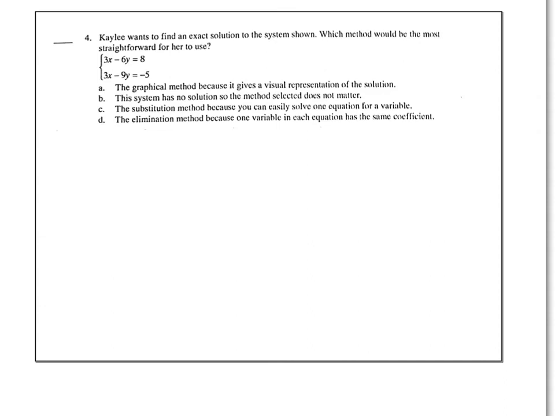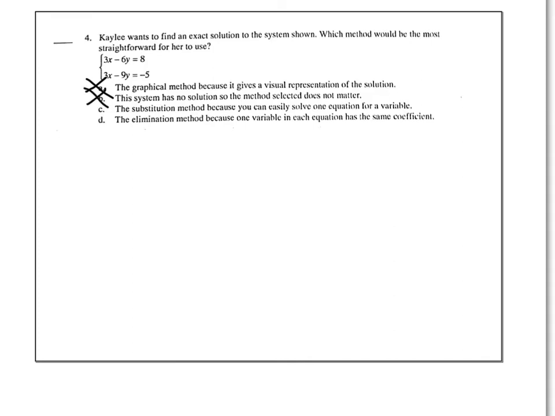Number 4, Kaylee wants to find the exact solution to the system shown, and they want to know which would be the most straightforward. Well, part A says to graph it because it gives a visual, but remember there were times we had to estimate with graphing, and since this one did say the word exact, that means graphing wouldn't be it. B says it has no solution, so the method selected does not matter. This one wouldn't have no solution because your y's are not going to eliminate. In order for them to eliminate, you would have to have the same number for both of them.